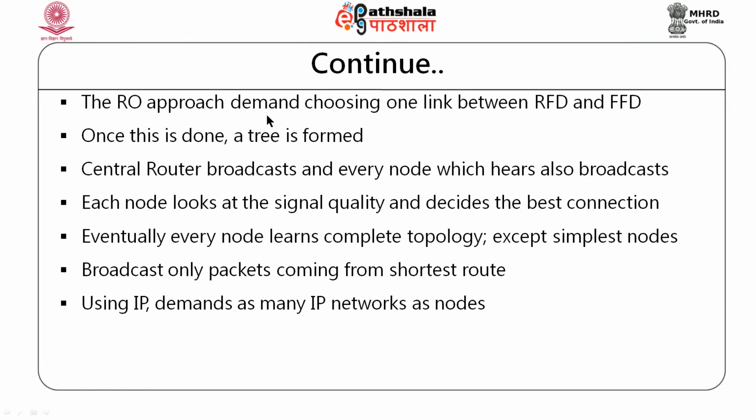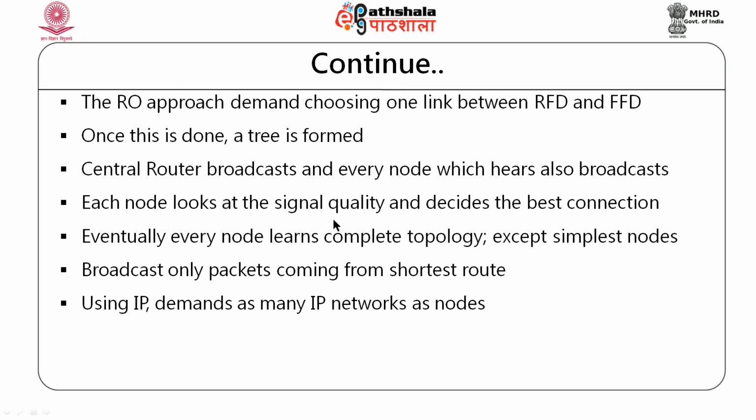But if every node is a network itself, that node will be able to send an ICMP message back, and you will know exactly that the washing machine is not turned on, and that is the problem. Okay. So, a not reachable kind of a message reaches back. So, you know exactly what the problem is. Okay. The route over approach demands choosing one link, as I said earlier. Once this is done, a tree is formed, and the central router broadcasts to each and every node, which here is also broadcast. Okay. Each node looks at the signal quality and decides the best connection. I have already talked about that.